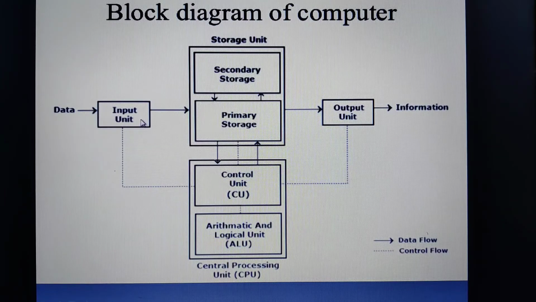It will control the input unit, the memory unit, as well as the output unit and the processor. Therefore, we can call the control unit the central nervous system of the computer system. Next, we are going to discuss the storage unit.